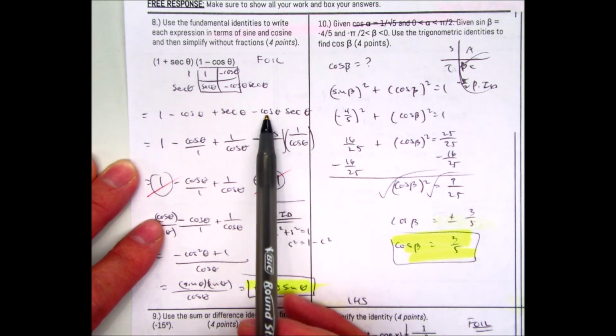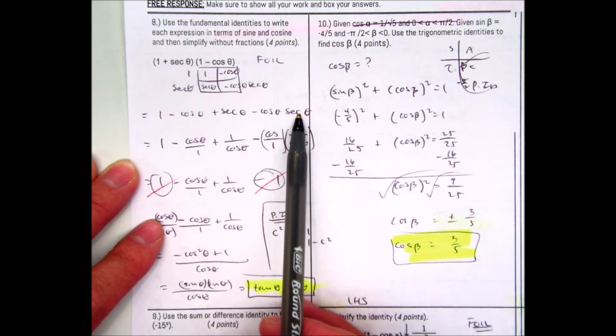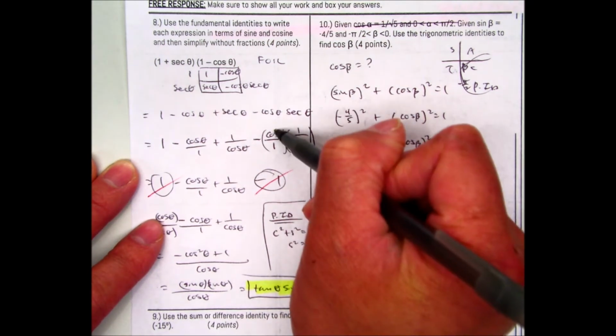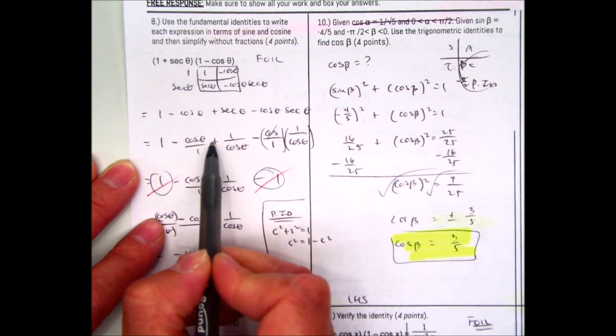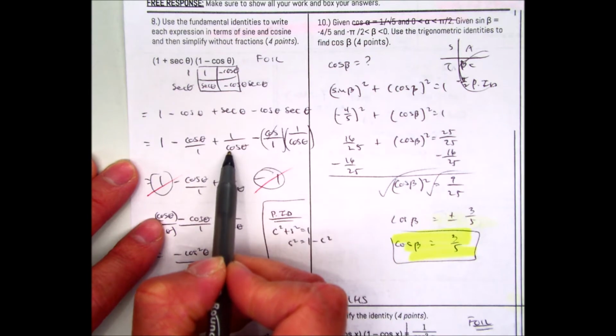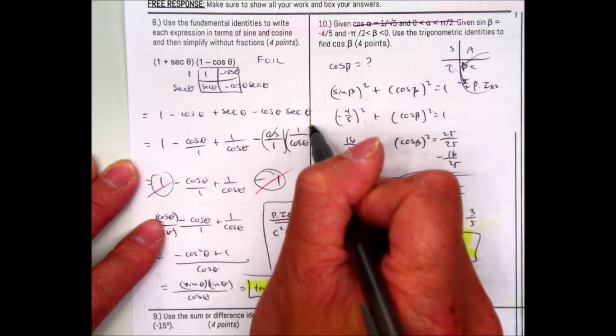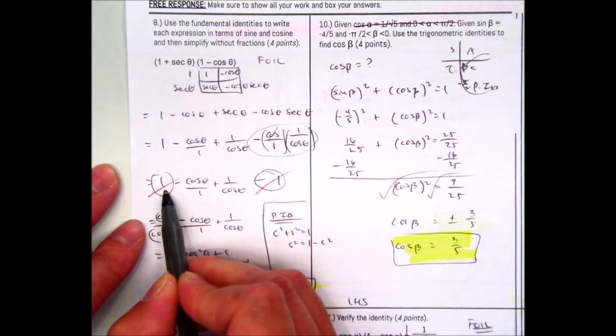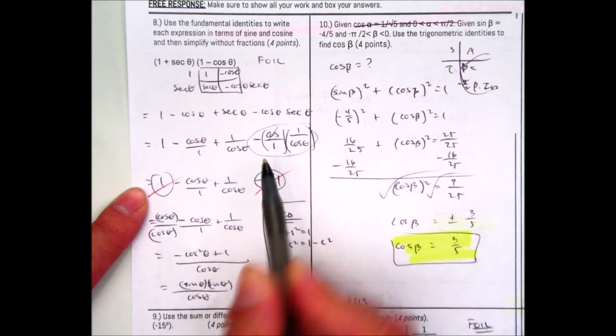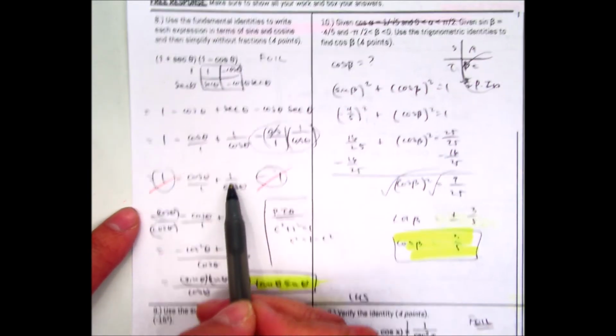Over here, cosine times secant. Secant here is 1 over cosine. Here, you can cancel when there's multiplication. So, big no-no: a lot of students see a plus sign and then try to cancel this out. Incorrect. All of this just turns into negative 1. You'll have a negative 1 and a positive 1. Those equal 0. I have negative cosine plus 1 over cosine.